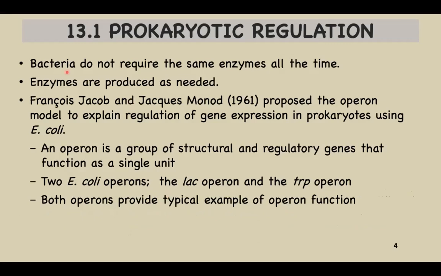Okay, so bacteria ni dia environment memang selalu bertukar, so they do not require the same enzyme all the time. So they produce only the enzymes when they need it. Okay, dia tak ongoing. That's why they have a function operon to switch the regulation off and on. So they only produce the enzymes as needed. Okay, so there were these two scientists, Jacob and Monod. They proposed the operon model to explain the regulation of the gene expression in prokaryote using E. coli. Okay, dia guna E. coli. Okay, so from dia punya experiment and everything, they proposed the operon model.